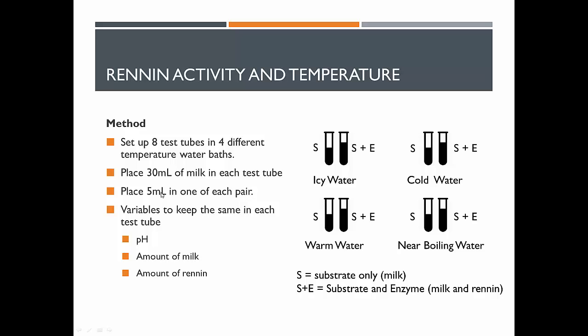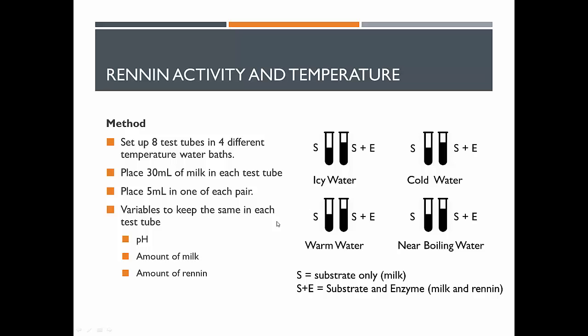And then we are going to grab 5 mils of rennin, and we are going to add it to one of the test tubes. What this does is it allows us to compare, well, does milk curdle by itself, or is it in fact the enzyme that curdles the milk? And so it's kind of a control.